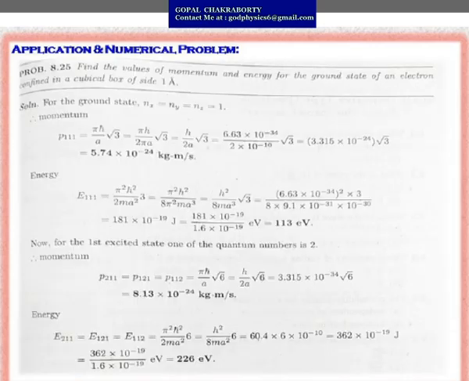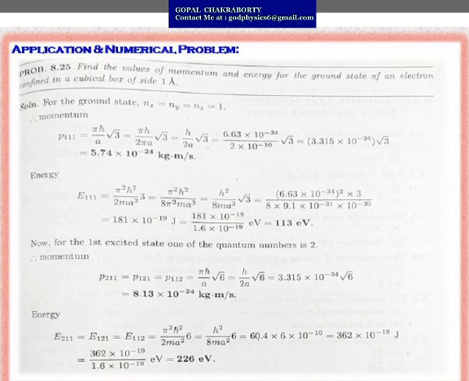Next problem, find out the values of momentum and energy for the ground state of an electron confined in a cubical box of side 1 angstrom. So for the ground state, nx equals ny equals nz equals 1. So the momentum P111 equals pi h cut by a under root 3, that is h by 2 pi under root 3. If you substitute the value of Planck constant h and the value of a, that will give you 5.74 into 10 to the power minus 24 kg meter per second.